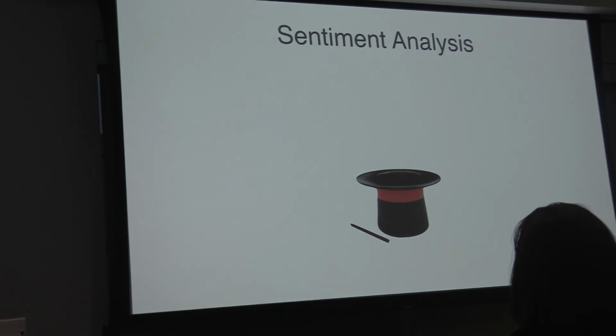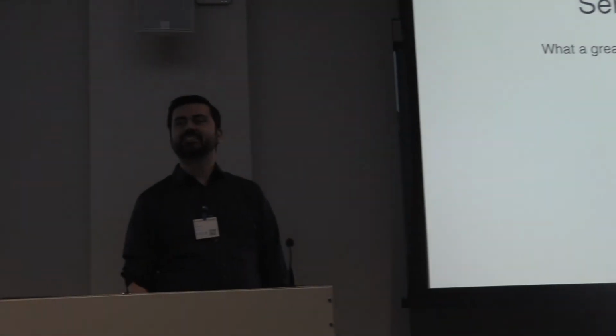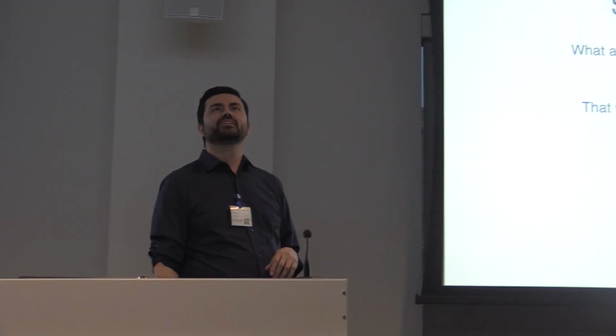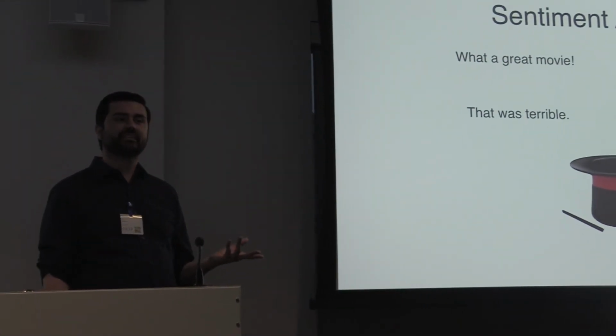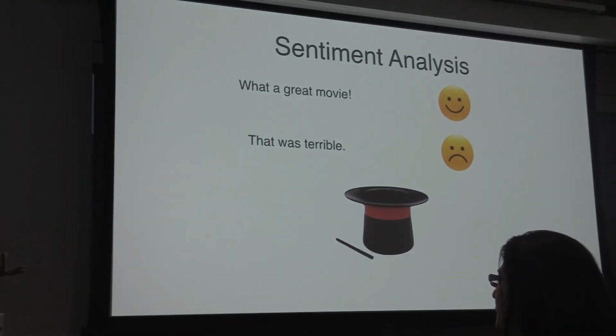And we can even do things like text, for example, sentiment analysis. Let's say we're looking at IMDb reviews, and we're going to check if a review is good or bad. So if it says, what a great movie, we say, yes, happy. And if it says that was terrible, then we say sad. So a neural network can be trained to learn this.